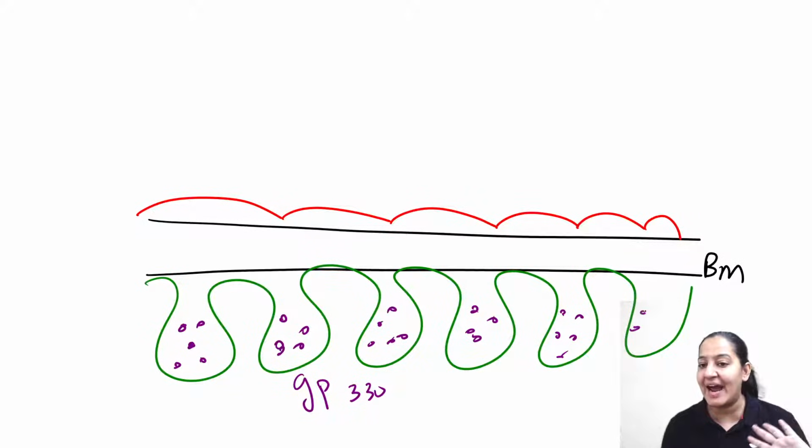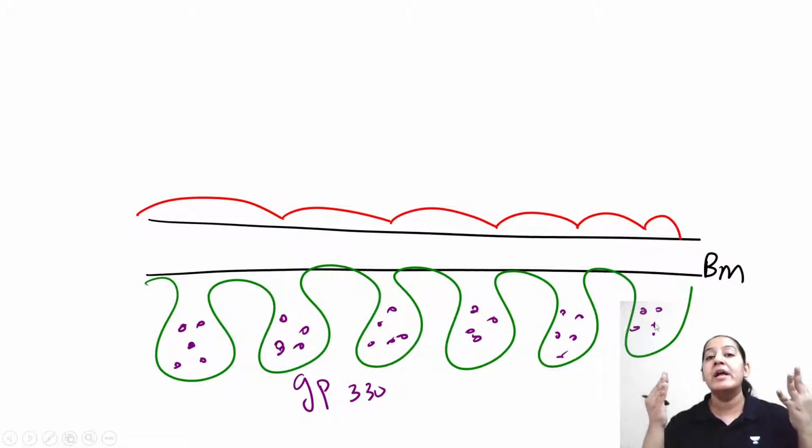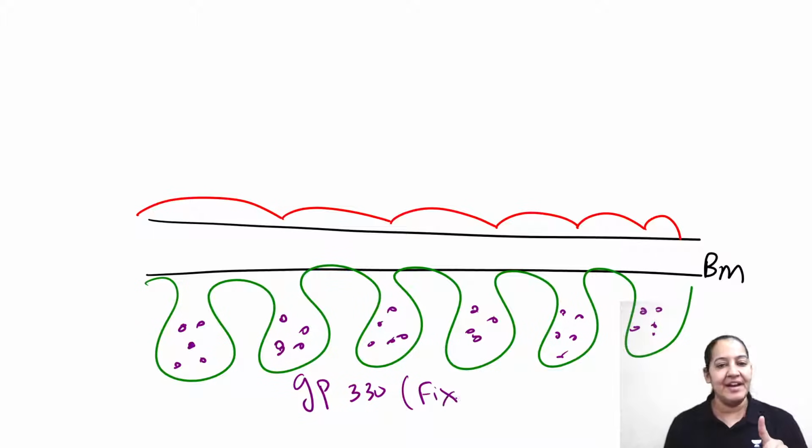Normally the body doesn't make antibodies against it, but sometimes in some autoimmune diseases, the immunity of the body becomes deranged, the immunity of the body becomes mad, and the body starts forming antibodies against the GP330 protein. So what will happen? This antigen is a fixed antigen there. It is not planted here. It is already present there. So it is a fixed antigen there.